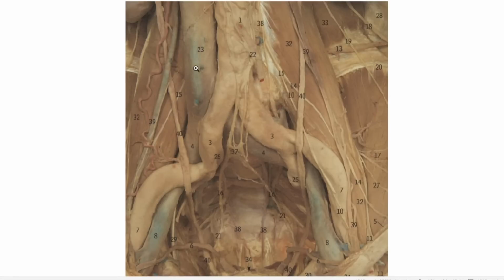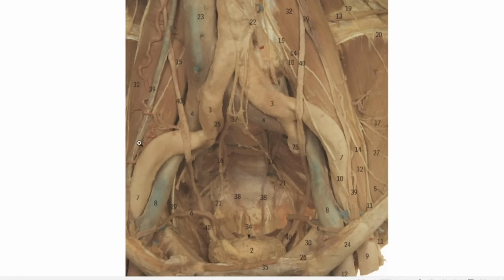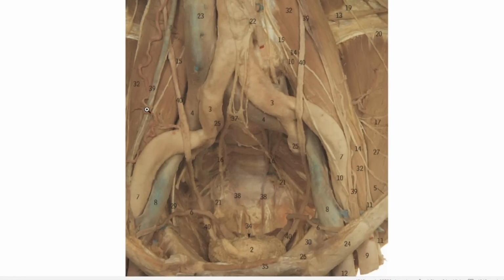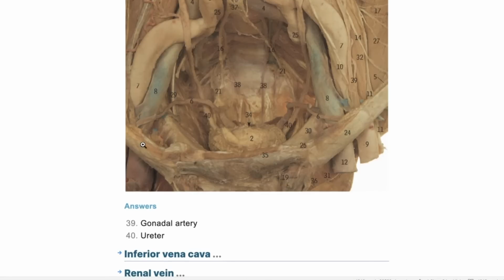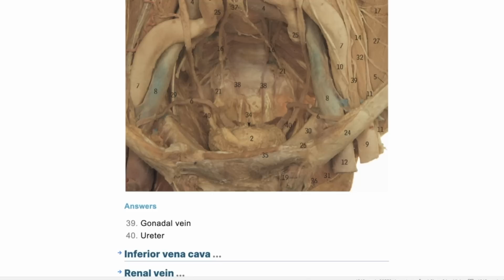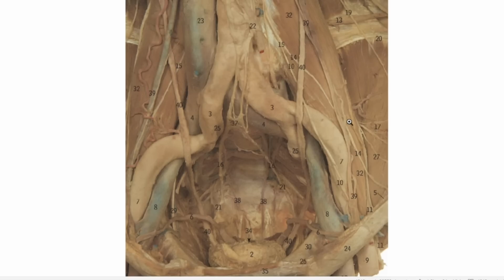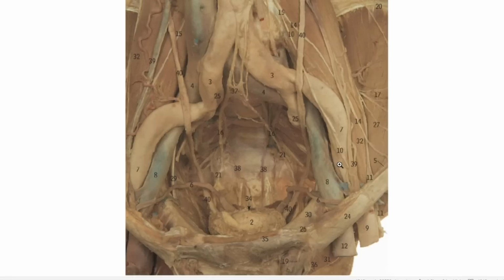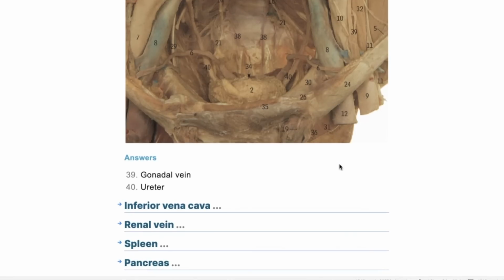And this is the inferior vena cava. And there is a big vein on this side, which is number 39. So this is gonadal vein, not gonadal artery. I'm sorry about that. I'm going to change it. So this is gonadal vein. And you don't need to specify whether it's right or left, because this is the right one, and the left one again is 39 as well. So you don't really need to specify.